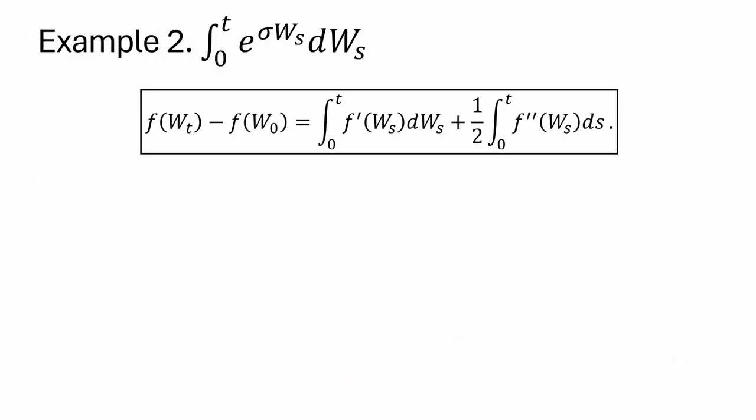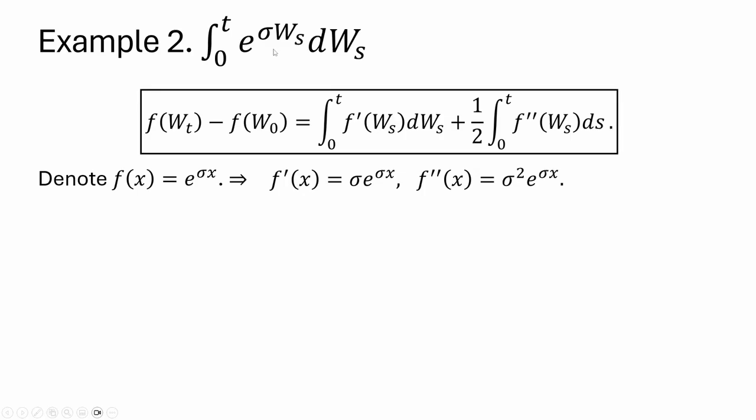In our second example, we will integrate an exponential function of the Brownian motion, e to the sigma ws, where sigma is a constant. In the Ito's lemma, let's pick f of x equals e to the sigma x. So f prime of x is sigma e to the sigma x, and f double prime of x is sigma squared e to the sigma x.